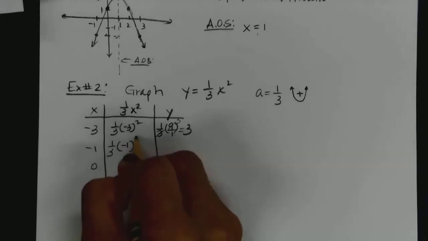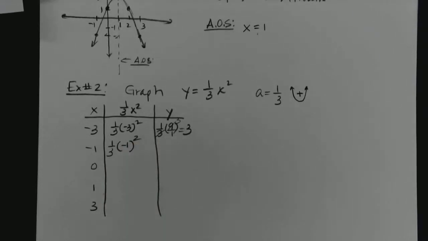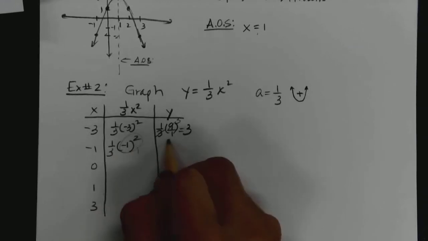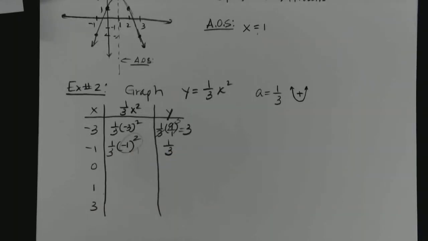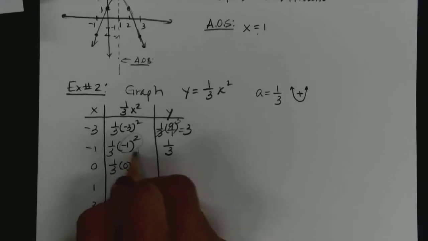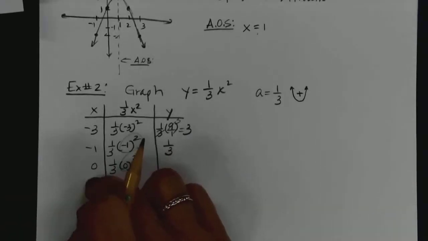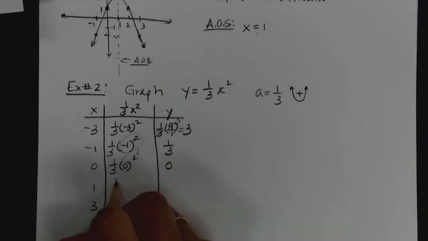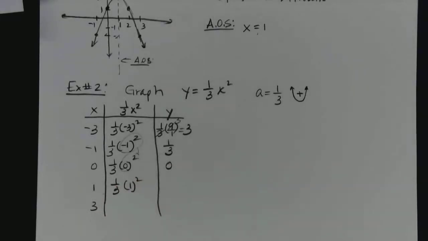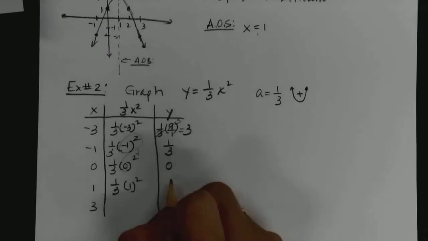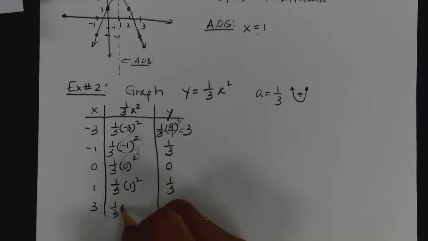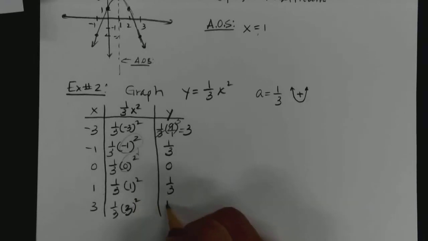All right, 1/3 times -1 squared. What's -1 squared? 1. This is 1, and 1 times 1/3 is 1/3. Okay? 1/3 times 0 squared. What's 0 squared? 0. 0 times 1/3 is? 0. And then we're going to go 1/3 times 1 squared. 1 squared is 1. And 1 times 1/3 is 1/3. So this is also 1/3. And then 1/3 times 3 squared is 9. So 1/3 times 9 over 1 is also 3.